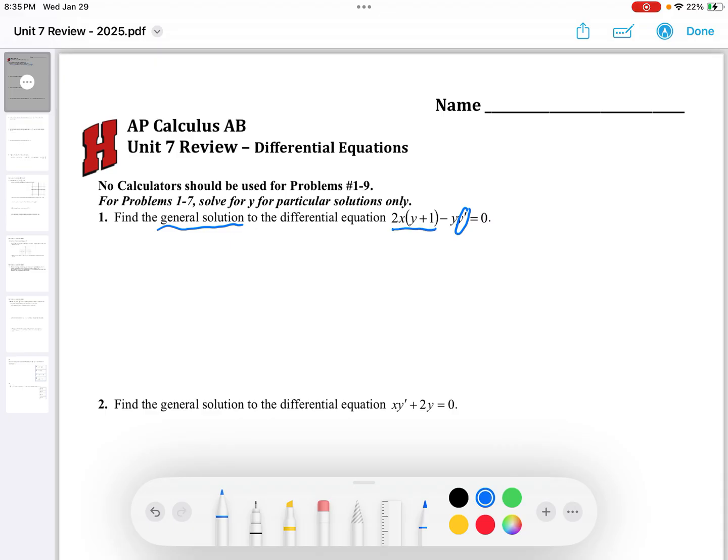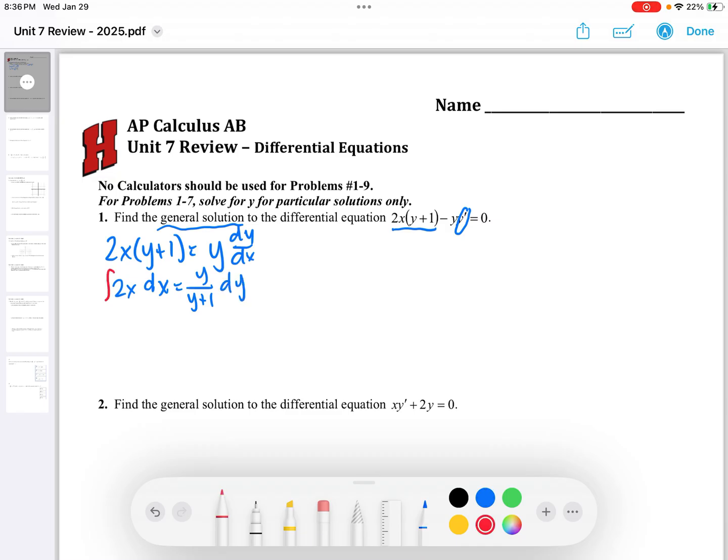So I'm going to rewrite this to be 2x times y plus 1 and add over that y, and then I'm going to rewrite it as dy dx so I can see the variables that I have. All right, and now to separate out the variables, I'm going to multiply both sides by dx and divide by y plus 1, so that I will have 2x dx equals y over y plus 1 dy.